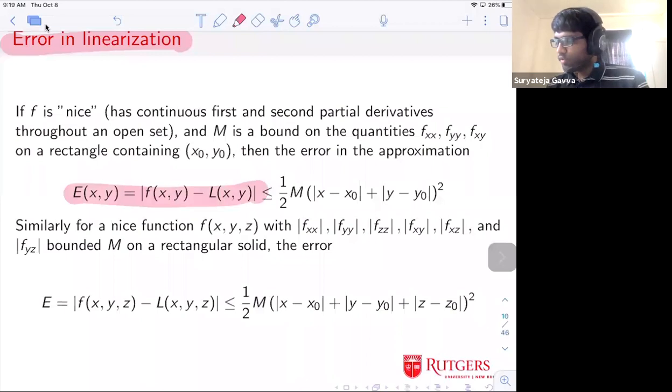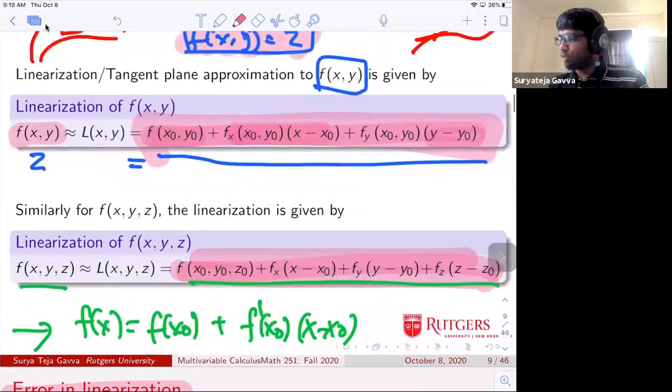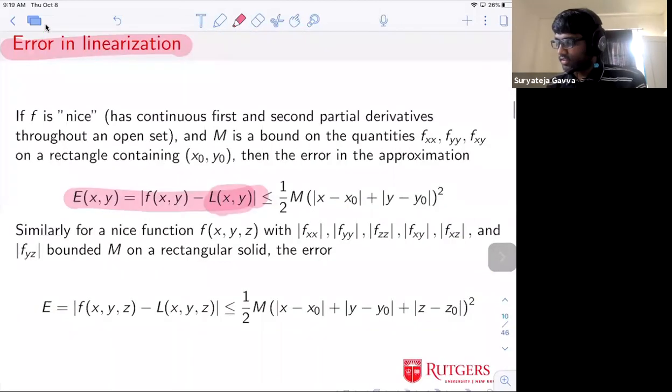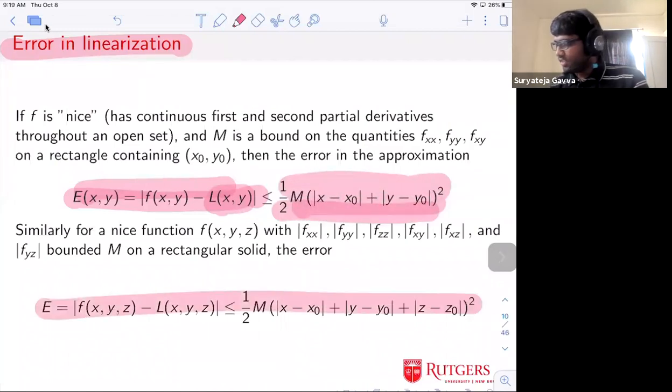So the actual value is f, and your approximation is this linearization, denoted by Lxy. And you want to know what is the difference. The difference between the approximation and f is given by some expression like this. In the three variables it is given by some expression like this.